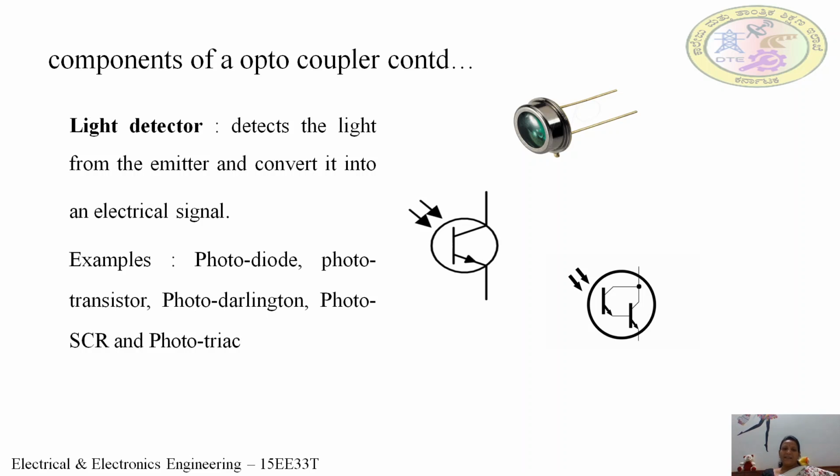back. So the electrical signal via the light source enters the light detector, and via the light detector it is again converted back to an electrical signal. So the most widely used light detectors are photodiodes. It can be a photodiode, it can be a phototransistor, a photo Darlington, a photo SCR, or even a photo triac. So basically an optocoupler consists of two components. One is the light source which emits the light. The other is the light sensor which detects the light.